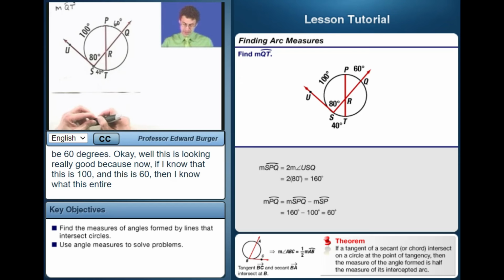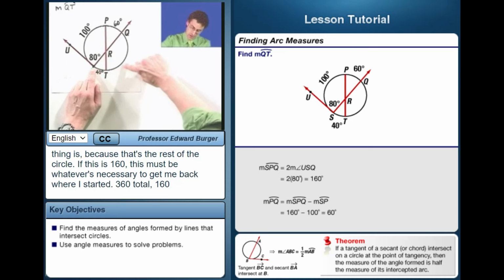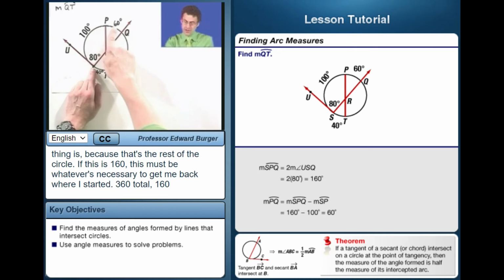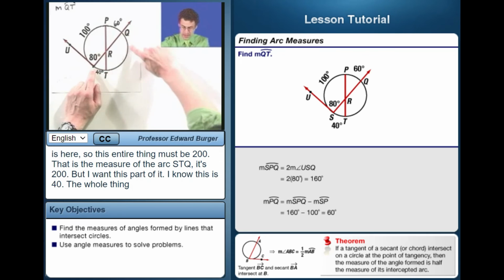Well, okay, this is looking really good, because now, if I know that this is 100 and this is 60, then I know what this entire thing is, because that's the rest of the circle. If this is 160, and this must be whatever's necessary to get me back to where I started, 360 total, 160 is here, so this entire thing must be 200.